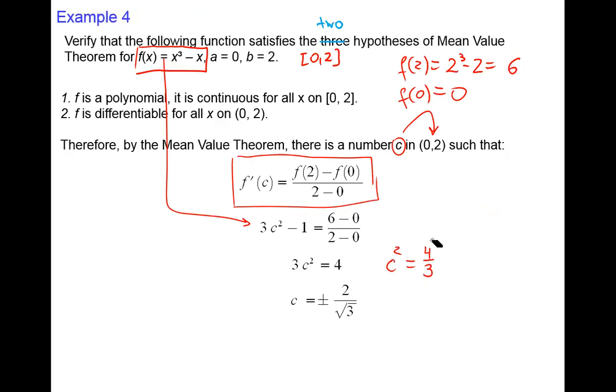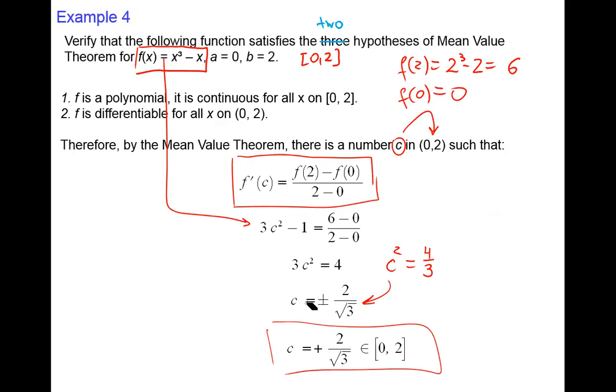C squared is 4 over 3, and then I took the square root of both sides. That means I have a positive 2 over root 3 and a negative 2 over root 3. Since I'm only talking about my interval from 0 to 2, I can only accept the positive number. Of course, the negative will also give me a tangent parallel to the secant, but it is outside of my interval. I believe 2 divided by square root of 3 is less than 2.